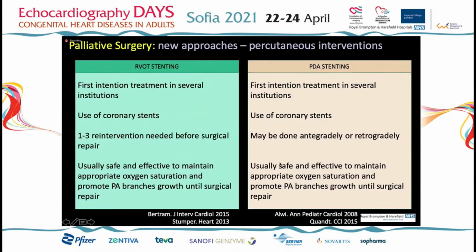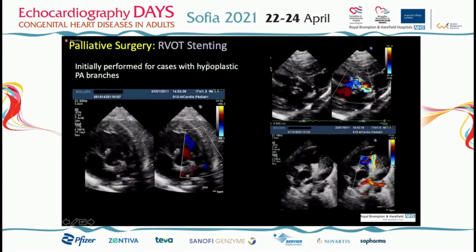Whereas PDA stenting is usually preferred in patients who still have a patent ductus arteriosus at the time of the severe cyanosis. And it could also prevent the growth of the pulmonary arteries, but less likely than in the RVOT stent. So we usually prefer the RVOT stent if the pulmonary artery branches are small, because, as I said, it favors better the growth of the pulmonary artery branches.